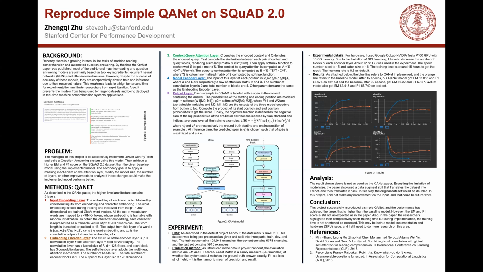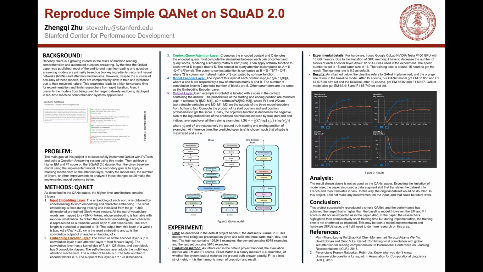However, despite the success of accuracy of these models, they are comparatively slow to train and inference due to their recurrent nature. This weakness leads to a high turnaround time for experimentation and limits researchers from rapid iteration. Also, it prevents the model from being used for large datasets and being deployed in real-time machine comprehension system applications.